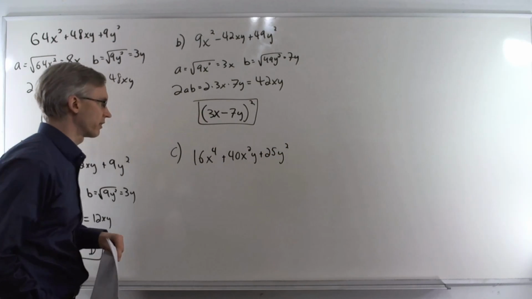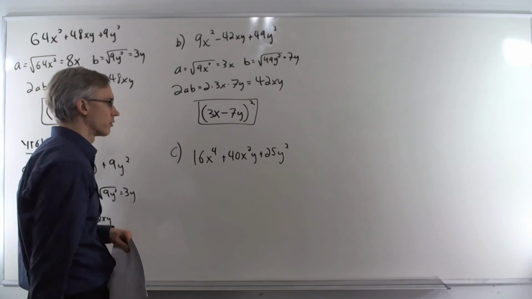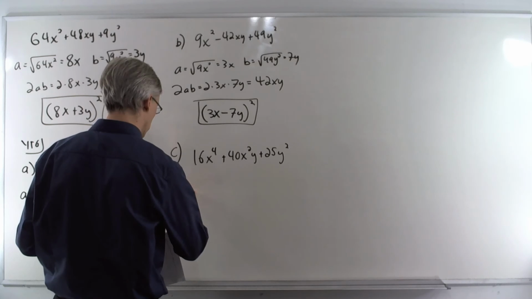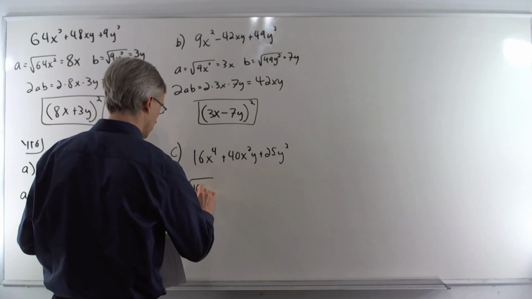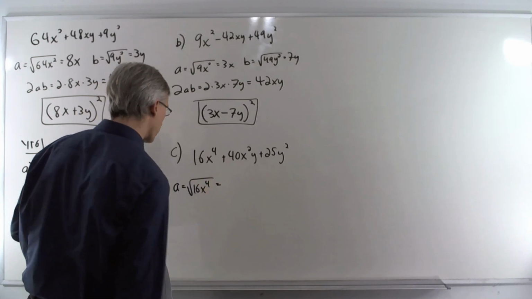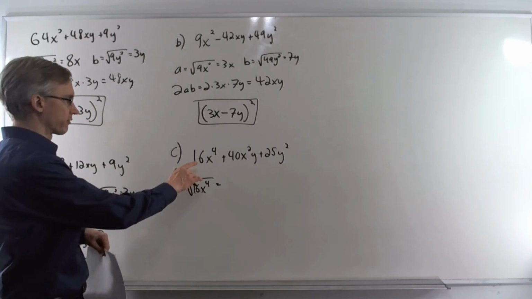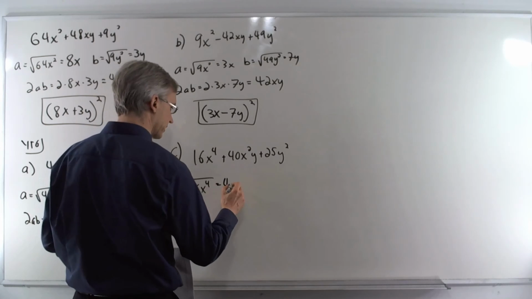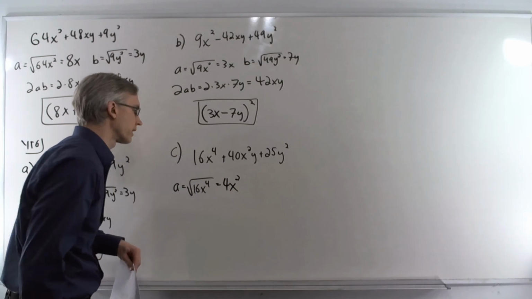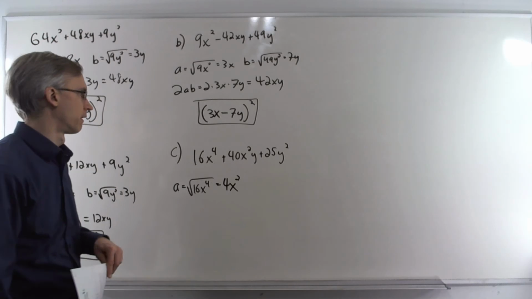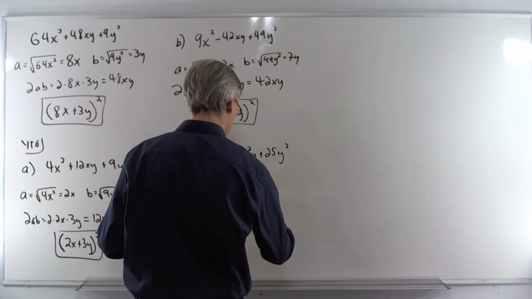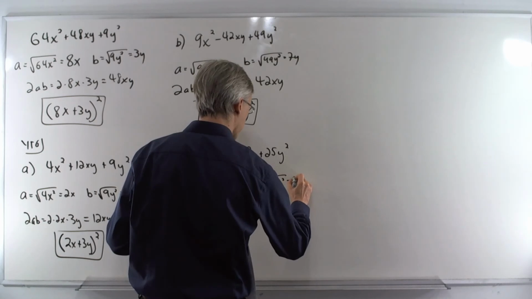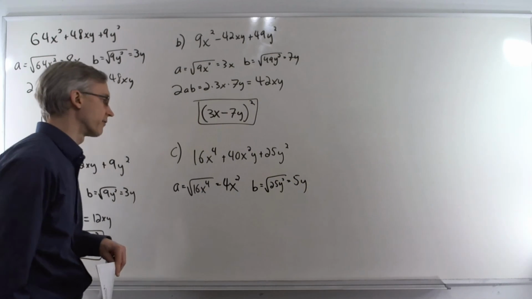But this one looks a little bit different because we got some higher order powers. This is going to work exactly the same way. Take the square root of the first term, 16x to the fourth. Square root of 16 is 4. Square root of x to the 4th is x squared. So we get 4x squared for A. For B, square root of 25y squared. That gives us 5y for B.